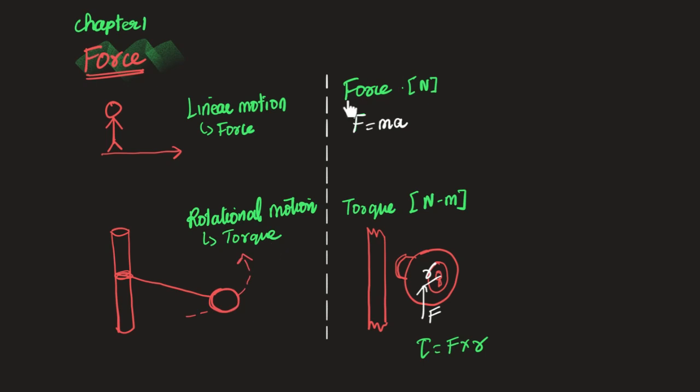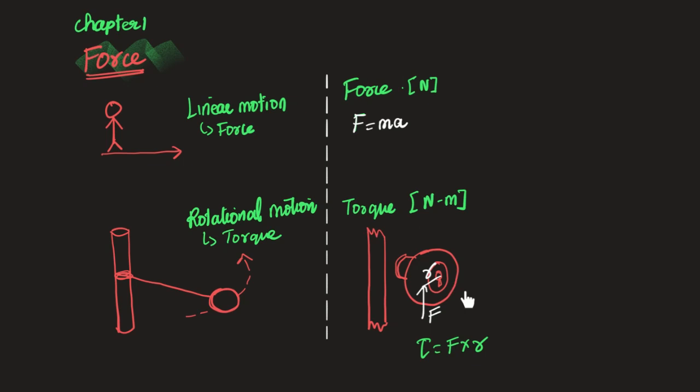Now, if you look at force, the unit of force is Newton, and the formula for force is m into a, where m is the mass and a is the acceleration. When you multiply m and a, you get the force that is required to move the given mass at the given acceleration. So coming back to torque, let's take a simpler, more intuitive example.